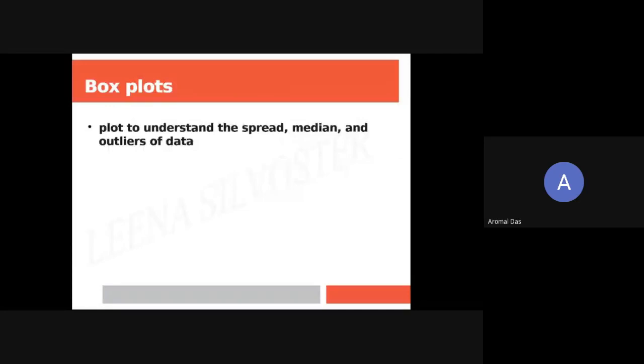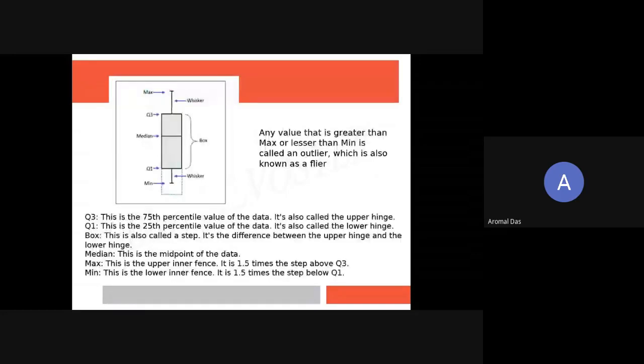Box plot. It's a plot to understand the spread, median, and the outliers of data. Okay, this is an example for a box plot. So here we have certain parameters. Q3, it is this one, Q3, Q1, and we will have maximum value, minimum value, and median. So five quantities: max, Q3, median, Q1 and min. So we will discuss what these parameters are.